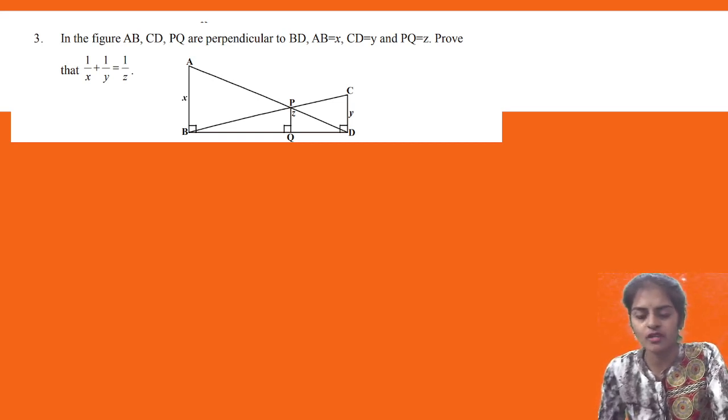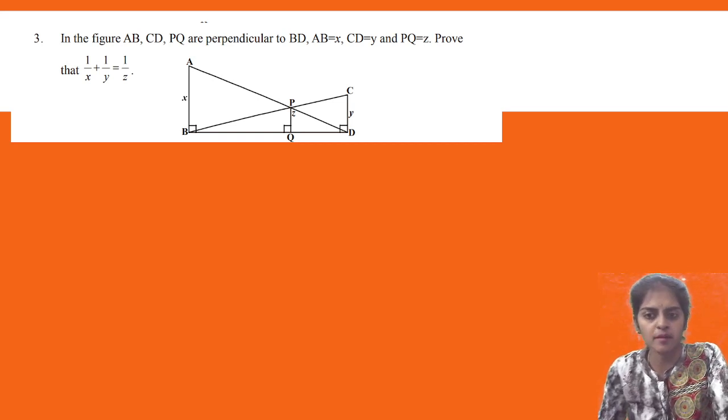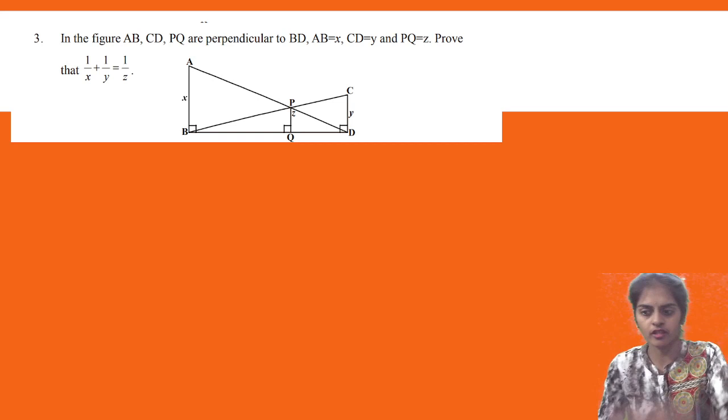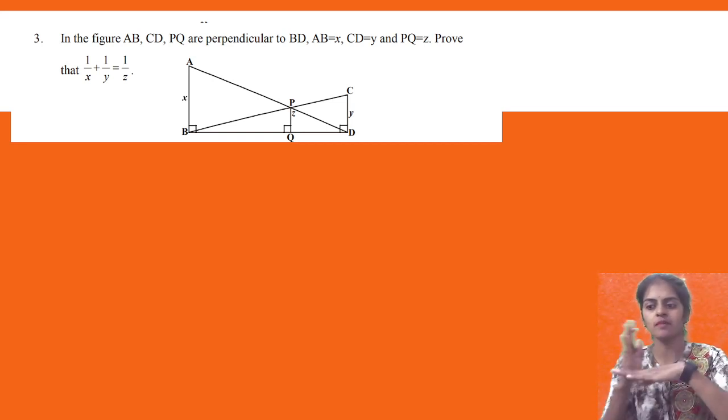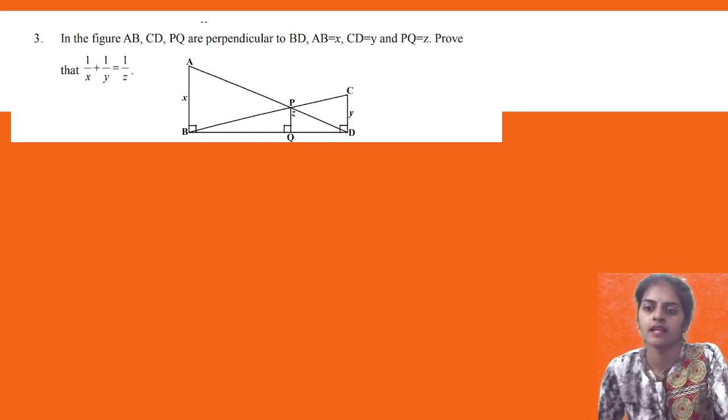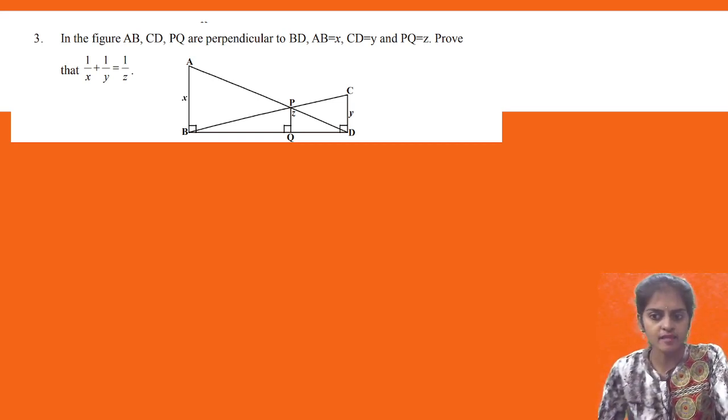Question number 3 is a question of your textbook itself. Just have a look. In the figure, AB, CD, PQ are perpendicular to BD. Okay, you have a line BD. Now AB, PQ and CD all are perpendicular to this line BD. And AB is X, PQ is Z and CD is Y. So you need to prove 1 by X plus 1 by Y equals 1 by Z.